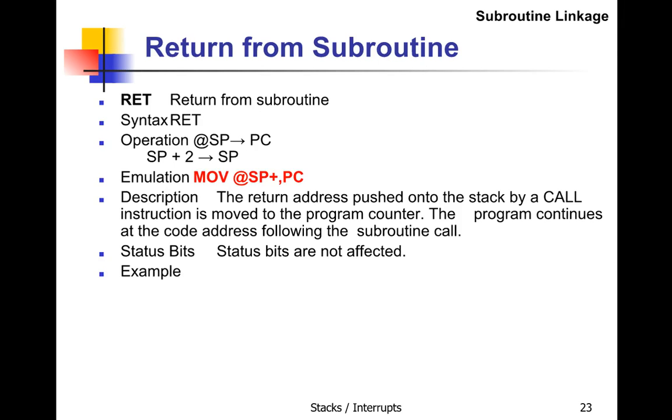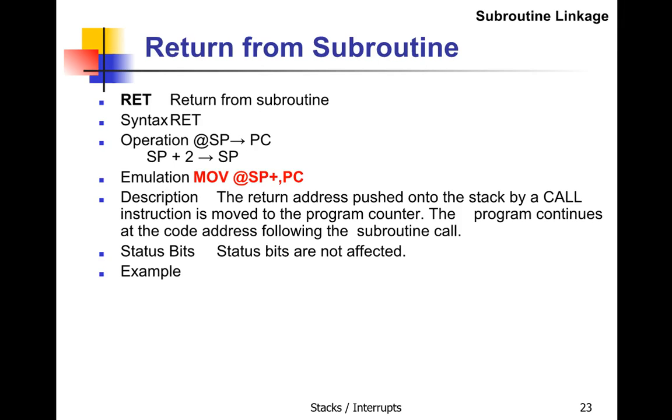And so the emulation for the return is move whatever's in the stack pointer to the program counter, and then increment the stack pointer, and you can see it right there. That's what the return does. So the return address is pushed onto the stack by a call instruction and is moved to the program counter. The program counter continues at the code address following the subroutine call. That's what was stored on there previously. The status bits are not affected.